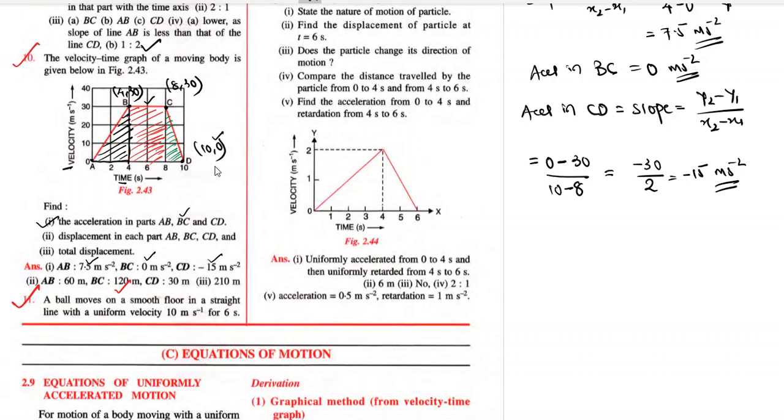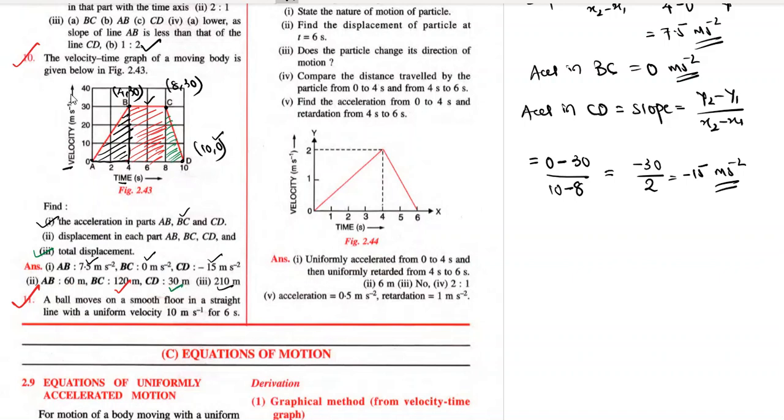That is 30 meter. That is the displacement of the body from C to D. Right, so that is also clear now. And the last question is total displacement. Now total displacement is 60 plus 120 plus 30. 180 plus 30, that is 210.